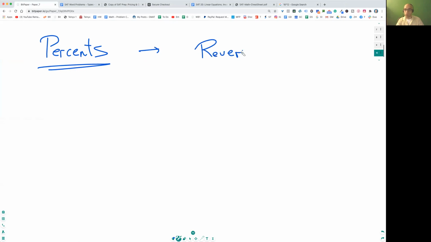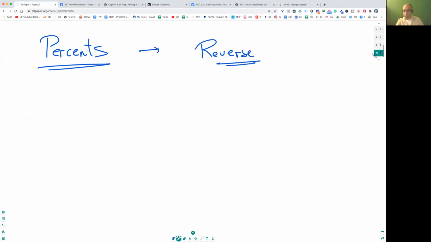Okay, so now let's go to the percents section. This is the last piece for today. Percents. There are 2 problems actually. The first problem I'm going to show you is called the reverse problem, the reverse percents problem.